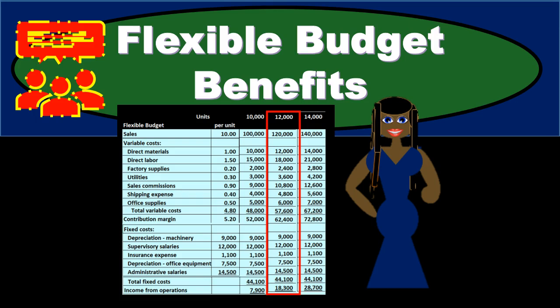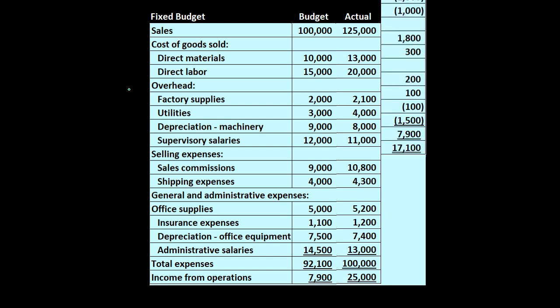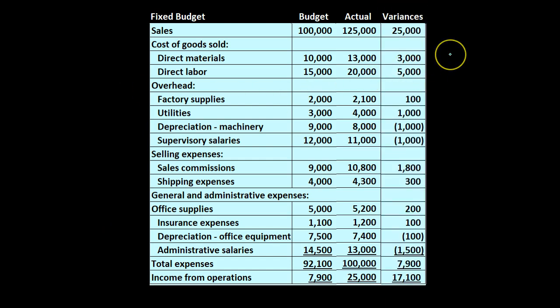In this presentation, we will take a look at the benefits of a flexible budget as compared to a fixed or static budget. Last time we took a look at the fixed or static budget and we compared the budget that we had to the actual numbers and then the variance or difference between them. And we determined that we had a favorable difference for the sales, we had a favorable difference for the net income, and an unfavorable difference for many of the expenses.